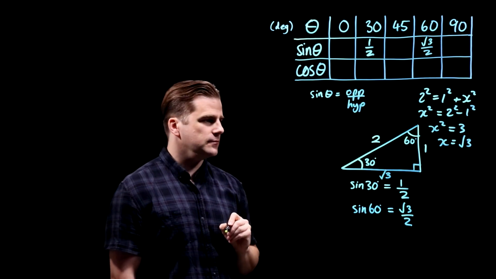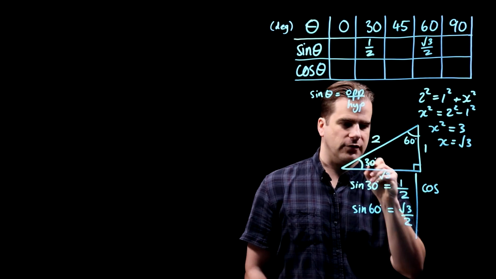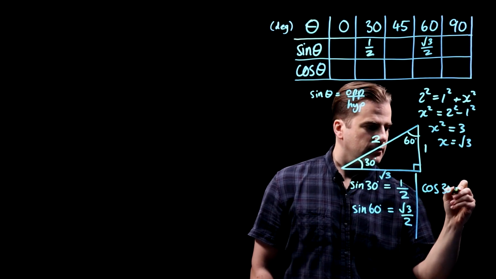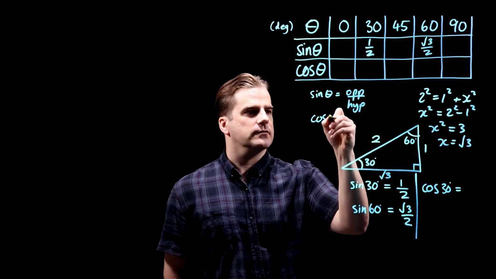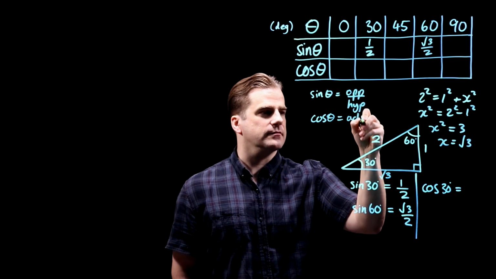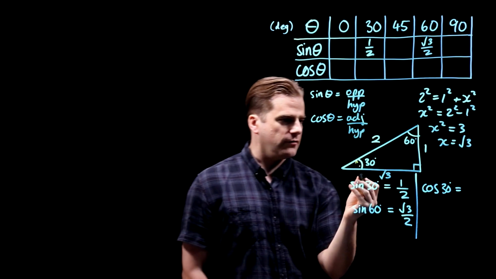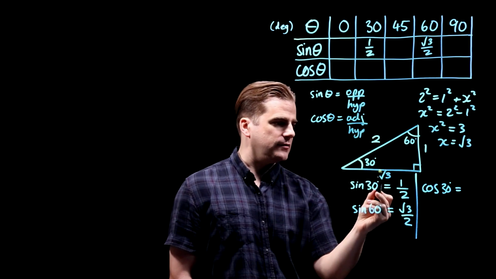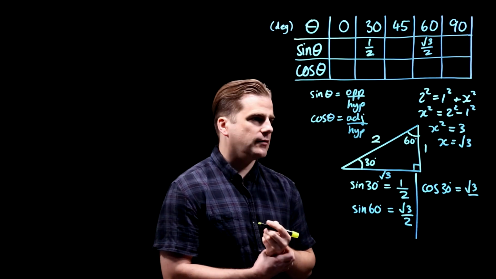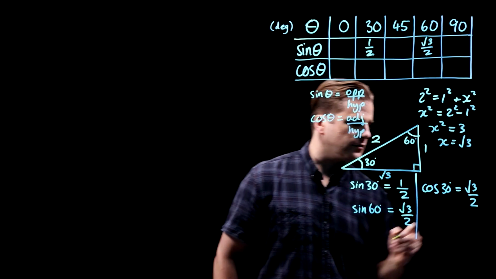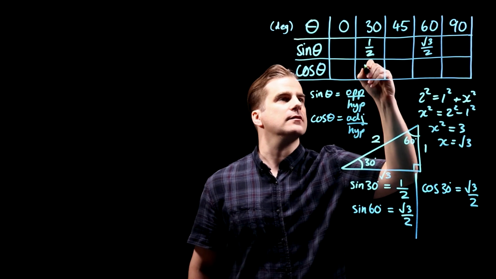Good. Right, let's look at cos. So, cos of 30 degrees. Cos theta is the adjacent over the hypotenuse. So for this angle, the adjacent is here. So that's root 3. And the hypotenuse, of course, is still 2. So cos 30 is root 3 on 2. Same as sine 60.